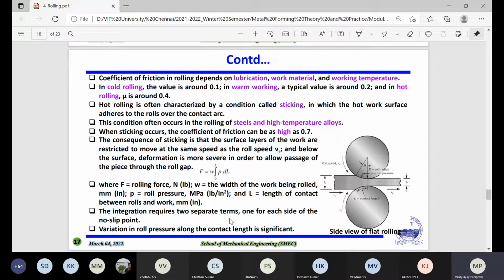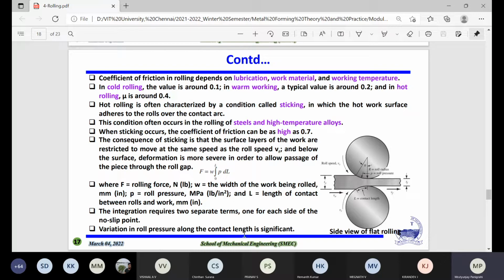The integration requires two separate terms, one for each side of the no slip point. That means you have to take two types of integration. One is on the left hand side, and the second you have to take on the right hand side. Because on the left hand side it is a different aspect, and on the right hand side you have another aspect.